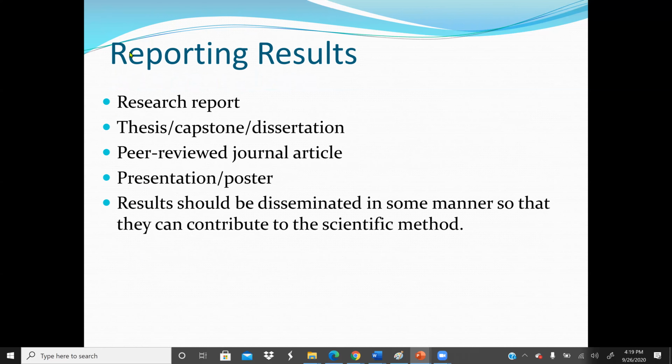After that, we do our last step, which is reporting our results. The results can be reported in a dissertation, capstone, or thesis for a graduate student, or to a peer-reviewed journal article to be published, or I may present a paper at a conference. Results should be disseminated in some manner so that they can contribute to the scientific method.